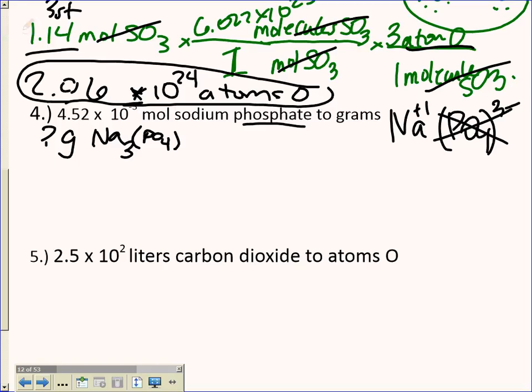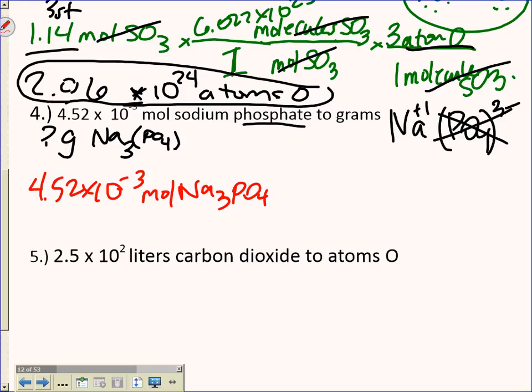Okay, move on. What do I start with? 4.52 times 10 to the -3rd. This is on your paper as well, guys. Moles of sodium phosphate. Okay. Formula is half the battle, right? Because after that, we have our 3-prong approach. We have particles, we have mass, and we have volume.